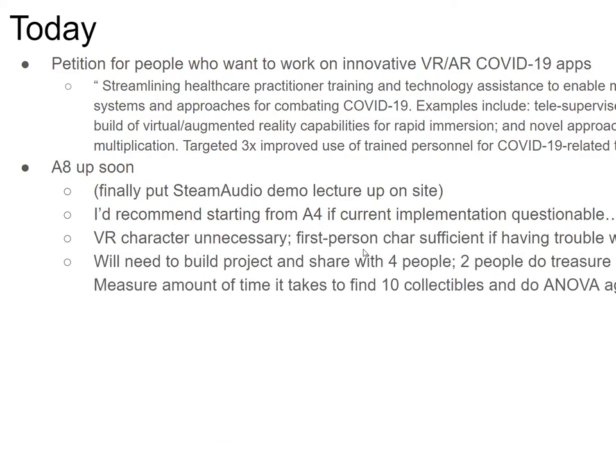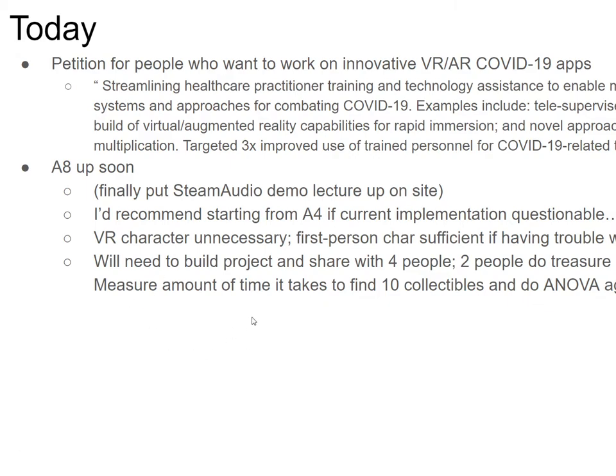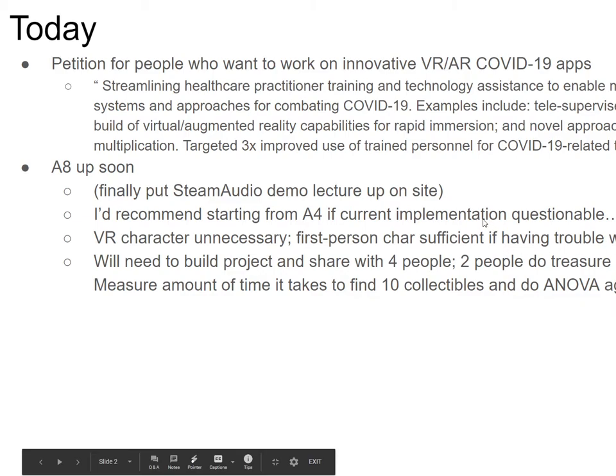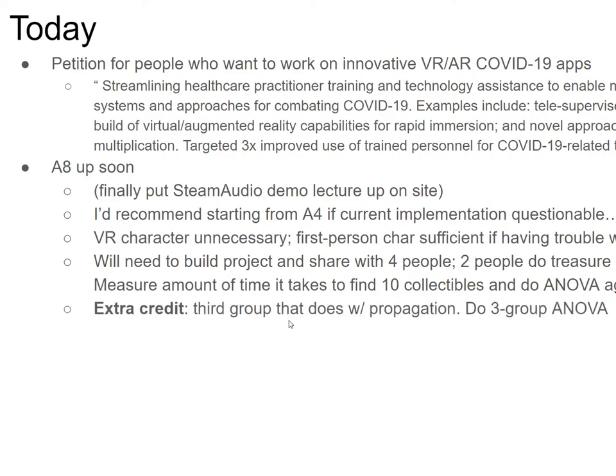You will need to build the projects for whatever platform you're using and share it with a couple of people. You'll have 2 people do your treasure hunt without spatial audio and 2 that do it with. The dependent variable is really simple this time. You're just going to measure how much time it takes them to find the 10 collectibles. So there aren't really that many intermediate steps in calculating the dependent variables this time around. If you share the project with other people, you could just have them time themselves. It's fine if it's a relatively rough estimate. For extra credit, you'll have a third group that does the same task with propagation. So in this case, you'll have a 3-group ANOVA.